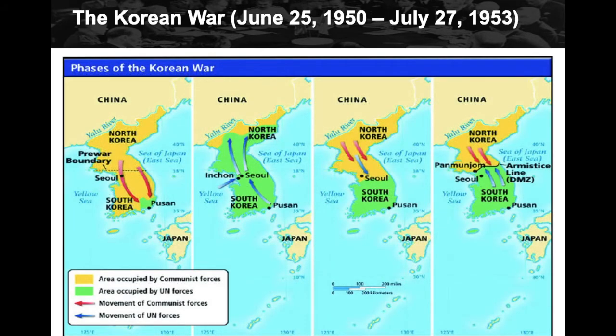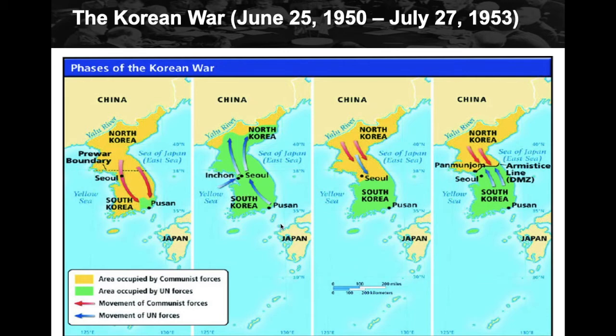So I'll walk through these maps real quick just to give you an idea. This is the first phase where the North invaded the South. So here's the 38th parallel, this dotted line, and they just invade and they push the United States. It says UN forces, but it's mainly led by the United States. Back here, this is called Pusan, the city of the Pusan Pocket. That's this little green area here. So they got pushed really far back.